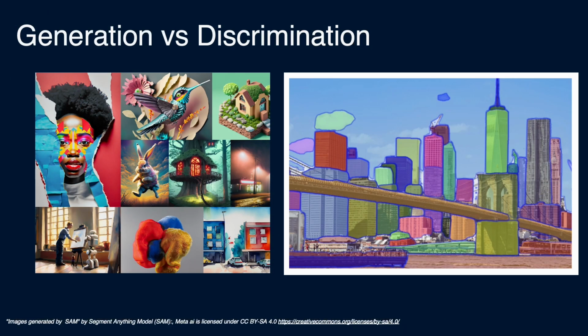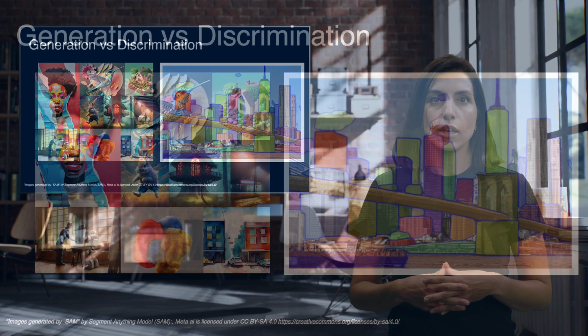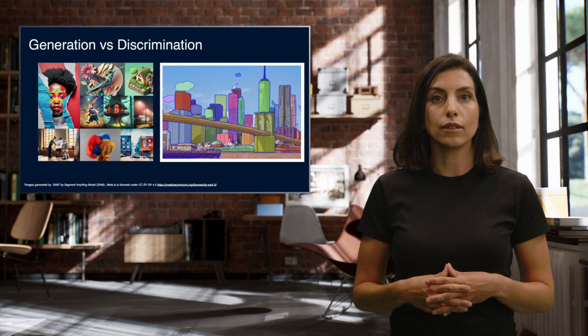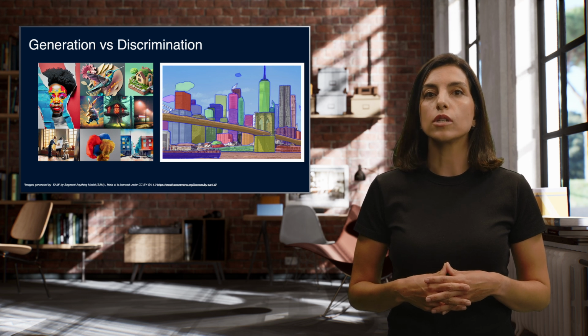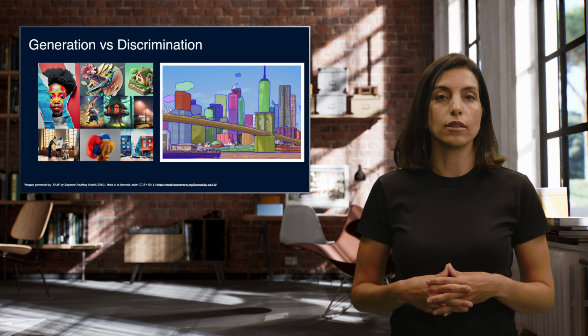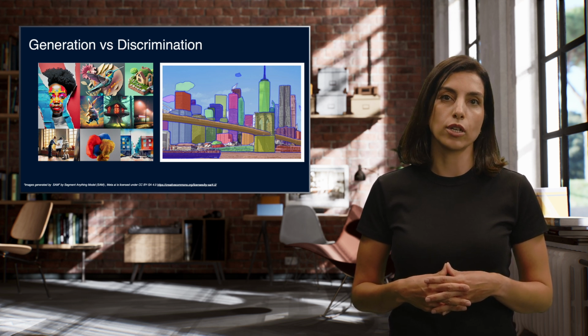A discriminative machine learning or AI model, in contrast, is used in classification and regression tasks that focuses on modeling the decision boundary between different classes. In our example, you see the semantic segmentation that discriminates between different objects in the image.